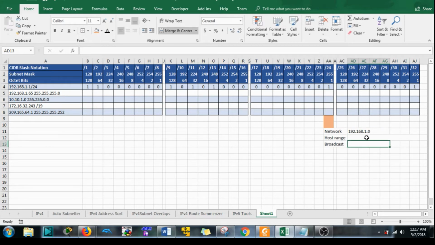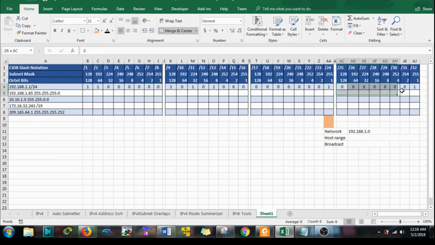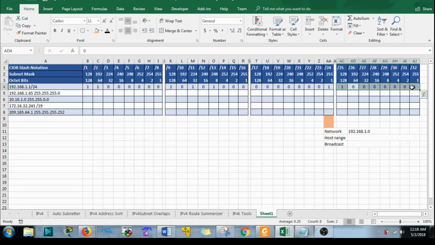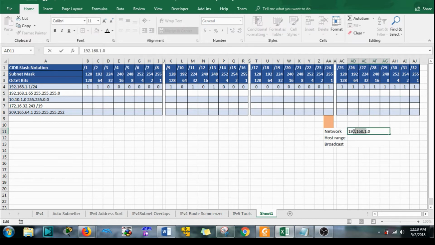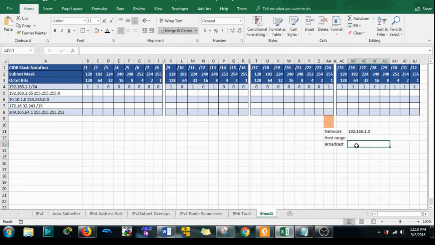Now, after you find your network address, you find your broadcast address. A broadcast is when all of the host bits are turned on to 1. So that would mean these are all 1s, and that would be a broadcast to that network. If you add up 1 plus 2 plus 4 plus 8 plus 16 plus 32 plus 64 plus 128, it equals 255. So we're just going to make this easy on ourselves and copy that so I don't have to retype it.